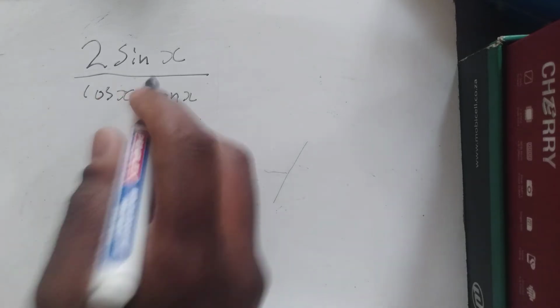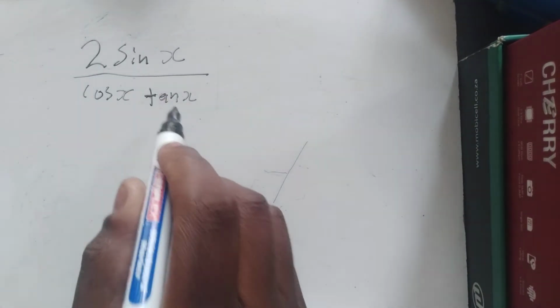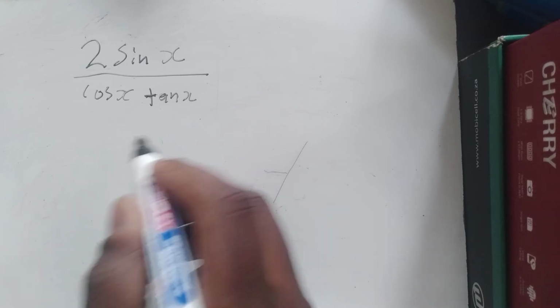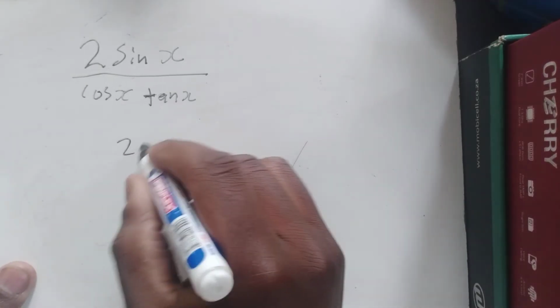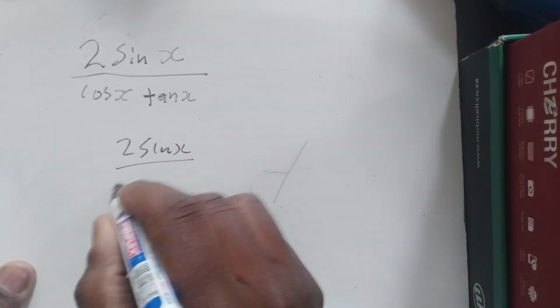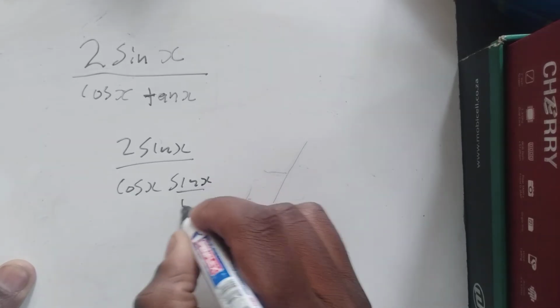So when you see this stuff, this is cos times tan, right? So when you look at this, there's nothing there to change, but when you look at the bottom, usually when we see tan, we always change tan, right? So whenever you see tan, have a consciousness of turning it into sine over cos. So this becomes 2 sine x all over cos x times sine over cos.